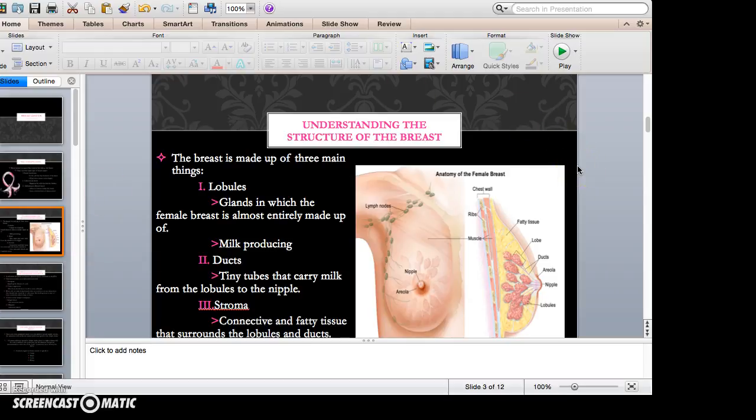Understanding the anatomy of the breast is helpful in understanding how breast cancer works. The breast is made up of three main things: lobules, which are glands and make up the female breast almost entirely. They are also the milk-producing glands. Ducts, which are tiny tubes that carry milk from the lobules to the nipples. And then the stroma. The stroma is connective and fatty tissues that surround the lobules and the ducts.